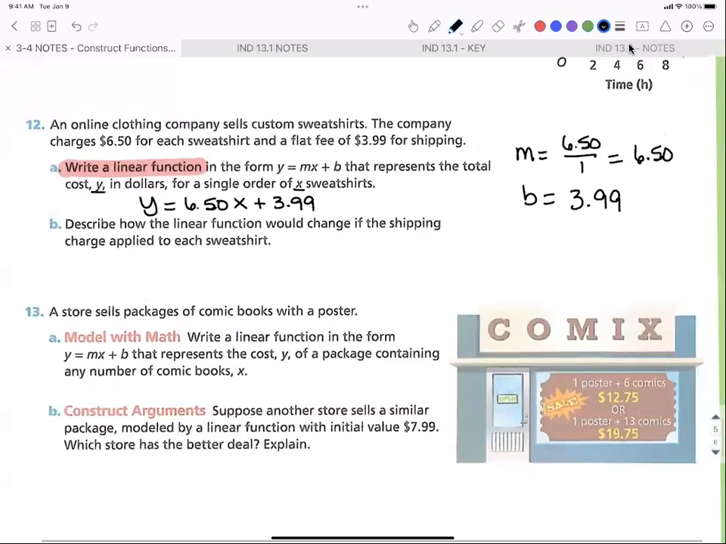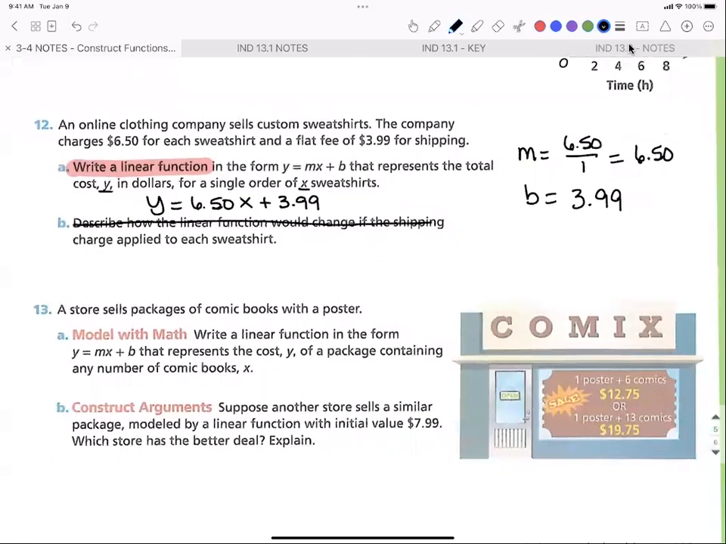We're actually going to skip part B because it's not in your homework and I don't want to waste the time on it right now. We'll come back to it if we can after break.